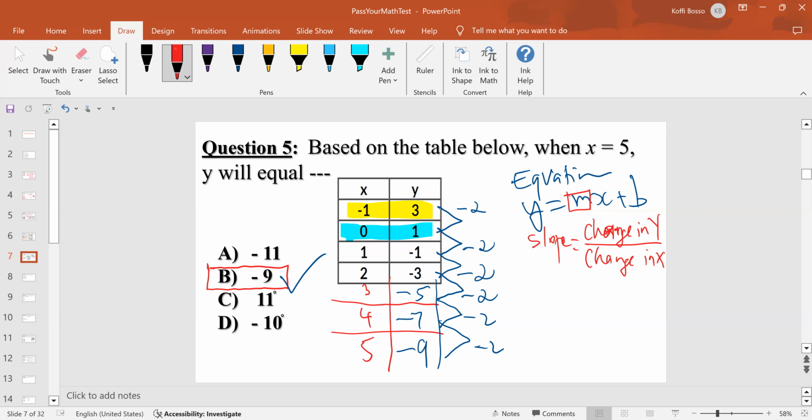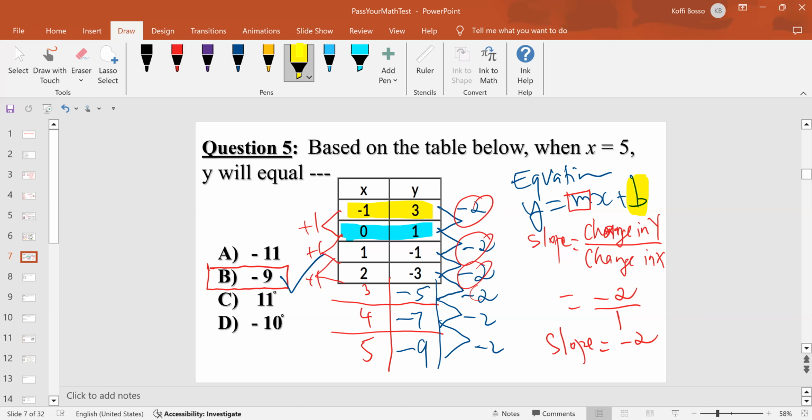If you see here, change in y, we have -2, -2, -2, -2. So you have -2 divided by change in x. Look, we have -1 to 0, 0 to 1, 1 to 2, and so on. So the change in x here is 1. So -2 divided by 1 is -2. The slope here is -2. Now we need to find the b value, the y-intercept. Understand that the y-intercept is where the x value is 0.